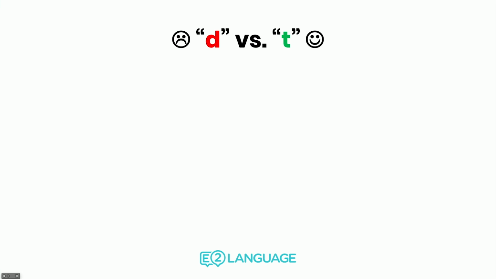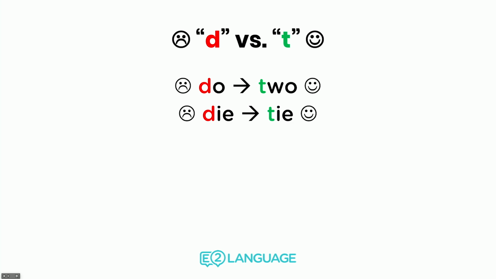Okay, this time it's d versus t. Again, please uncurl your tongue. Make your tongue hit your teeth, not the roof of your mouth. Do, to. Don't say do if you want to say to. Don't say die if you want to say tie. Die, tie.